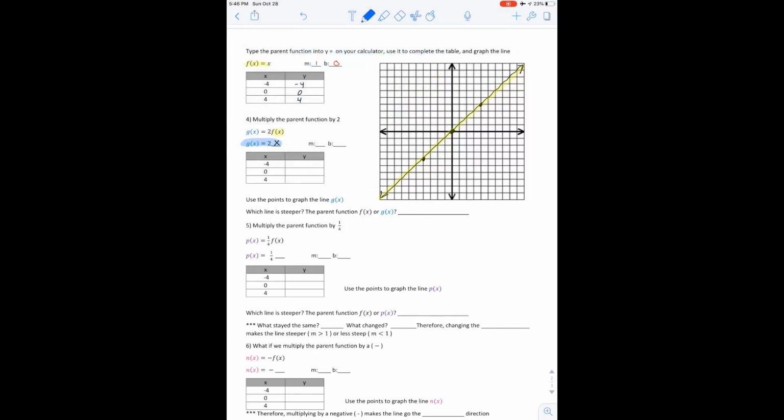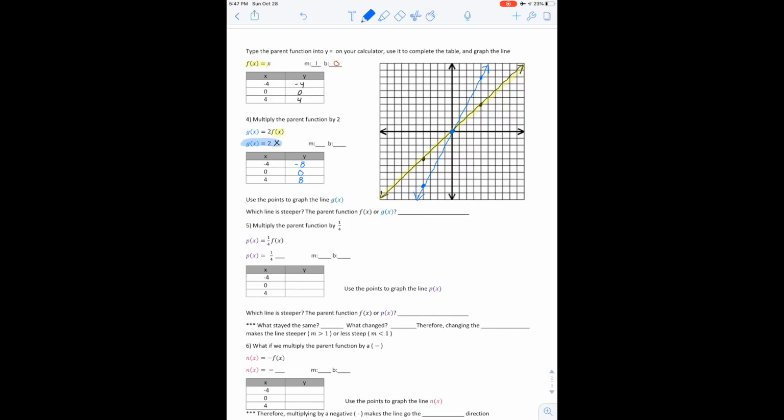So now we're going to fill in this table. So -4, when you go to y equals, you're typing in 2x. And when you look at your table, when x is -4, that's going to be -8. When x is 0, that'll be 0. And when x is 4, it's going to be +8. So let's plot these points. -4, -8 is going to be right here. 0, 0, right there. And 4, 8 is going to be up here. So we see a little bit of a different change here.